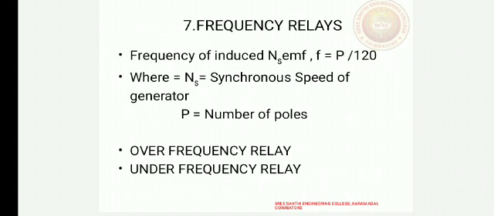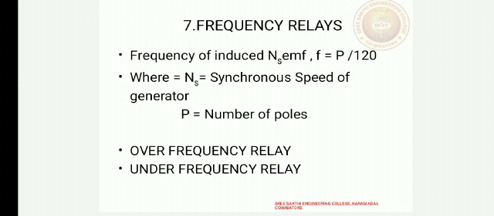The next type of relay is frequency relays. The frequency of the induced EMF is related to the speed of the synchronous generators. F is equal to Ns P by 120, where Ns is the synchronous speed and P is the number of poles. If the load is reduced, the speed of the synchronous generator increases and frequency increases. And if load increases, the speed decreases and the frequency decreases. The frequency relay can be electromagnetic or static relays. These can be under frequency or over frequency relays.